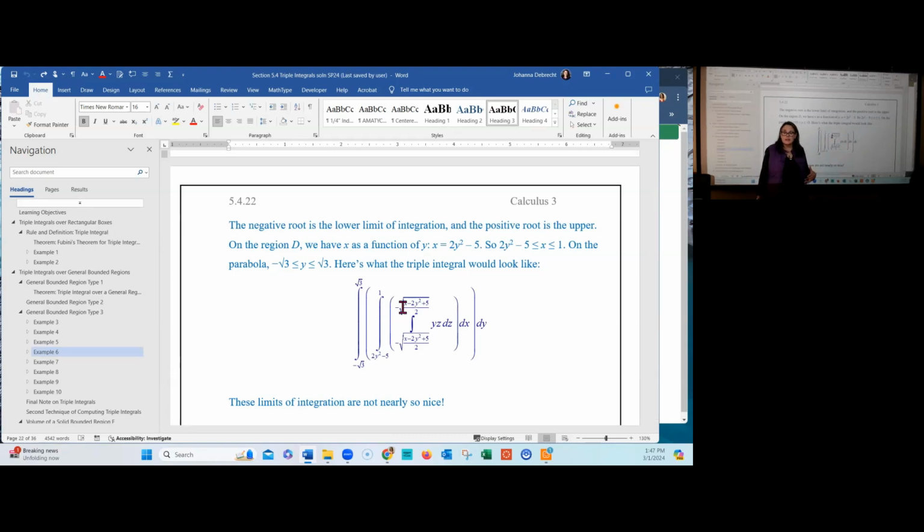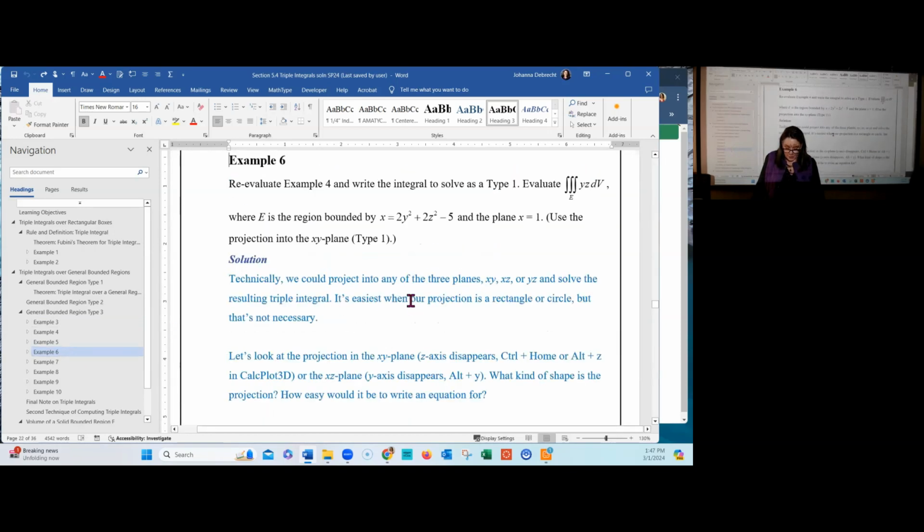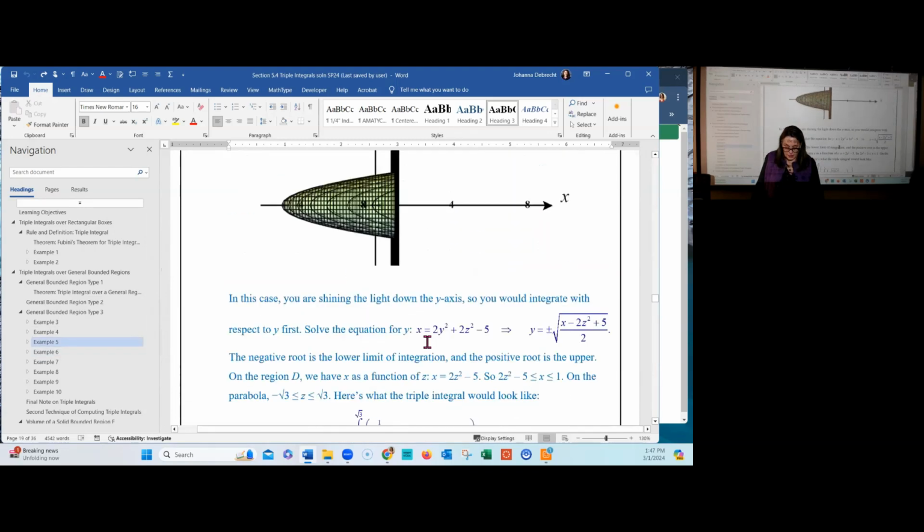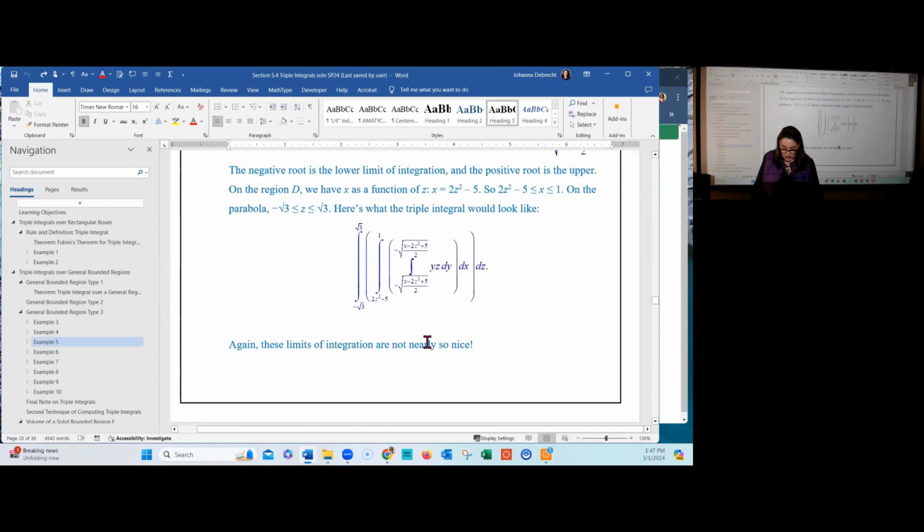Now, we've already done this one twice before. The previous time we looked at example 5, we worked it as a type 3. And when we worked it as a type 3, we found that even when we were going with respect to y first, it looks like I've got a typo there too. Oh no, that's on a different part. It looks like, again, that we have some difficulty here in our limits of integration because of the radical.